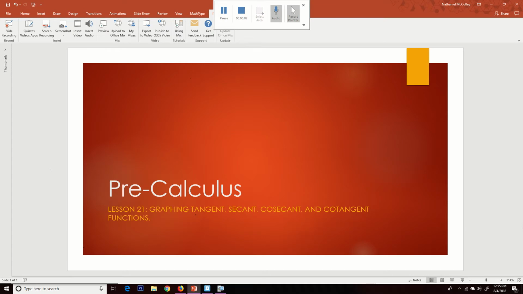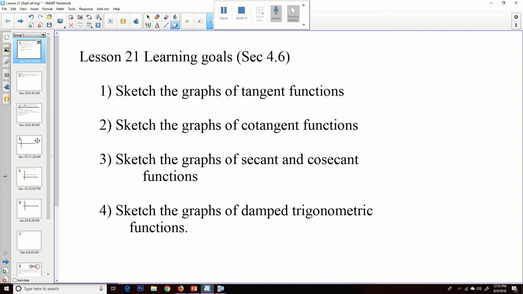Okay, good day. This is dual enrollment pre-calculus. I am Mr. McCulley, and this is lesson number 21, graphing tangent, secant, cosecant, and cotangent functions. Let's get to it. So those are the learning goals as well.